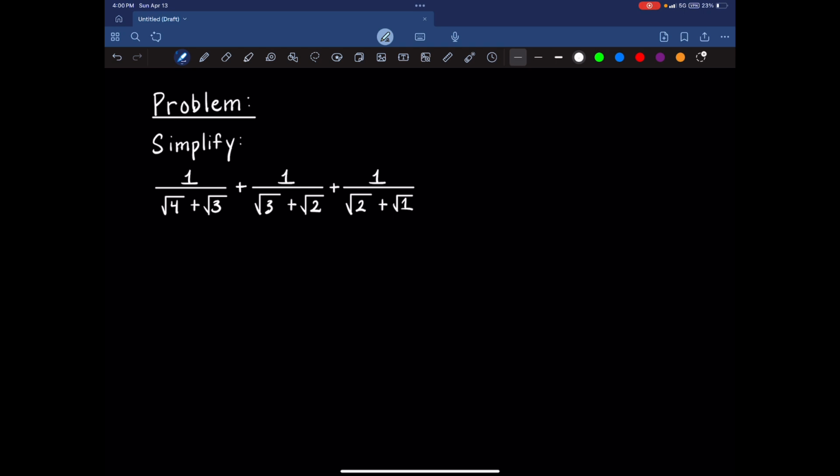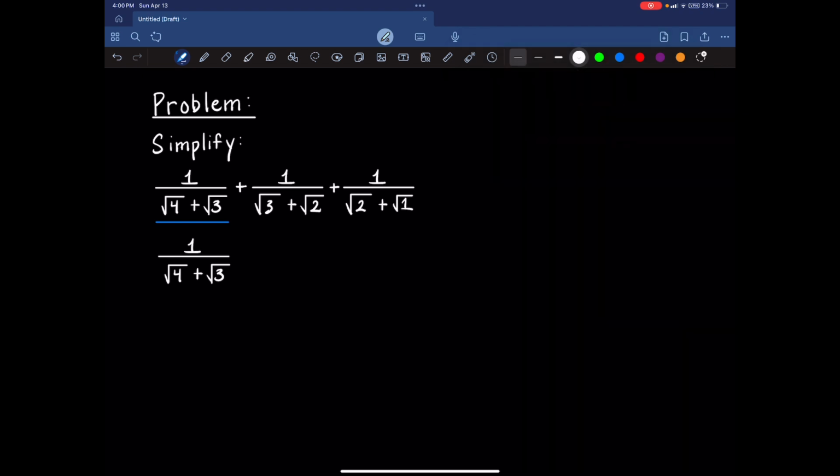So let's get started. I'm going to take this term by term, so we'll start with 1 divided by the square root of 4 plus the square root of 3. So let me copy this and bring it down to a new line, and let's work with this one first.